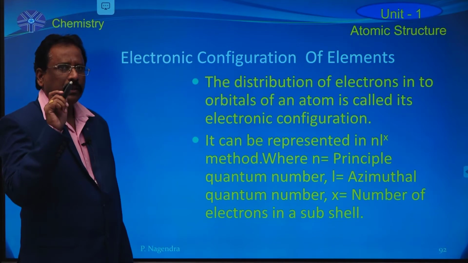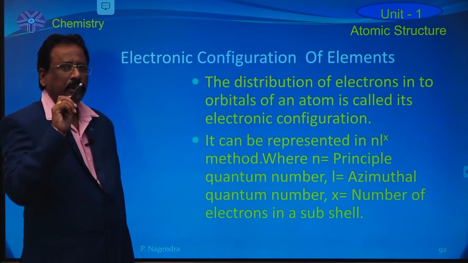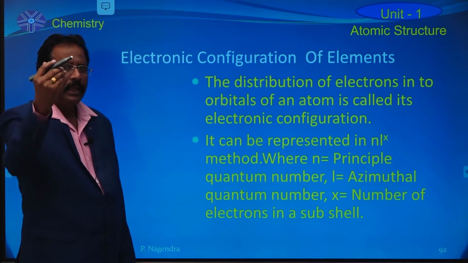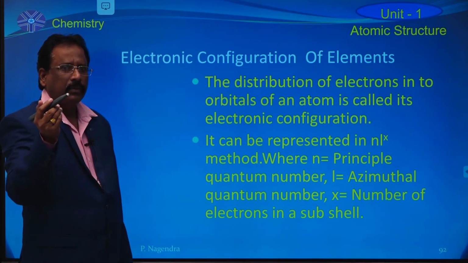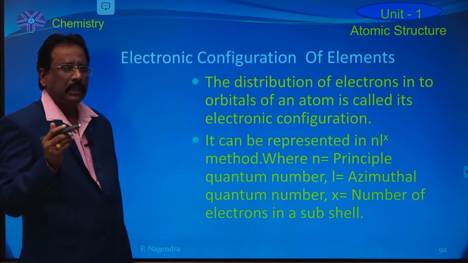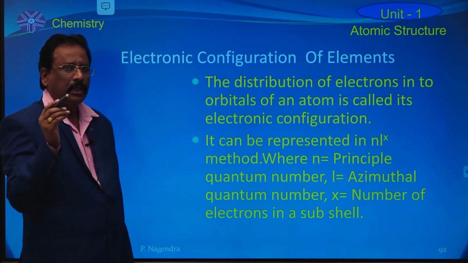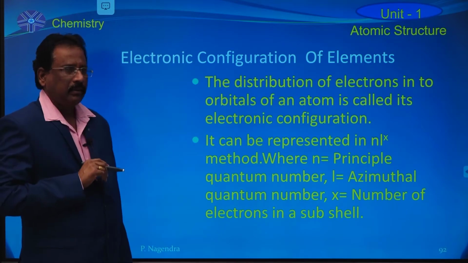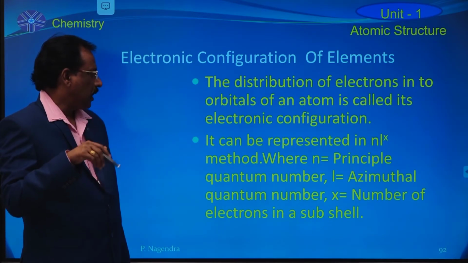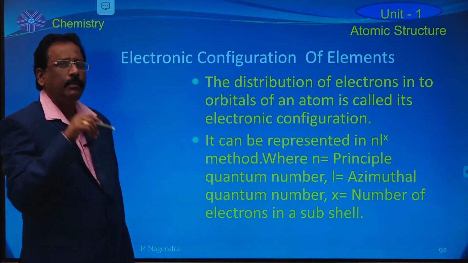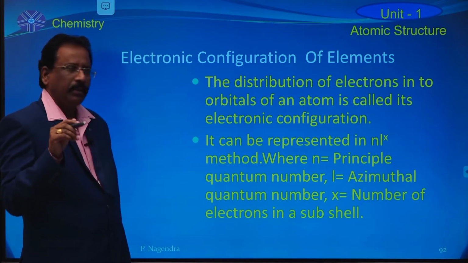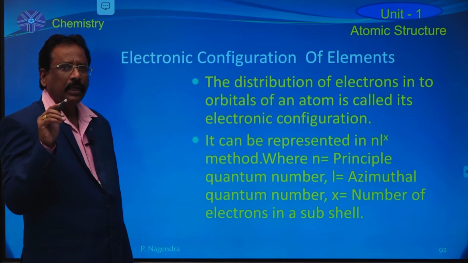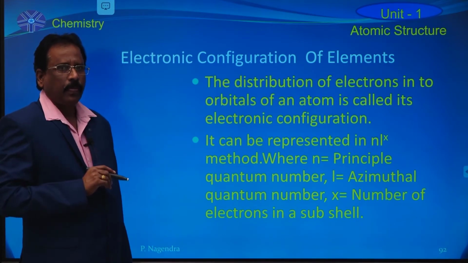For example, 3d10 indicates 10 electrons are present in a d subshell. That d subshell belongs to the third energy level. That means the electronic configuration of any element in the periodic table can be represented in the form of nlx.